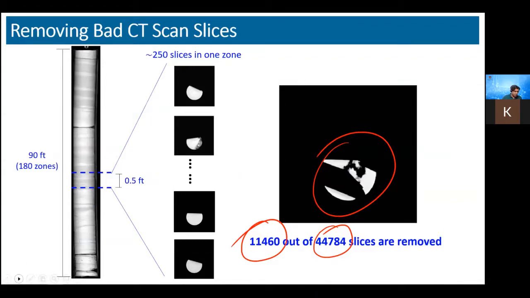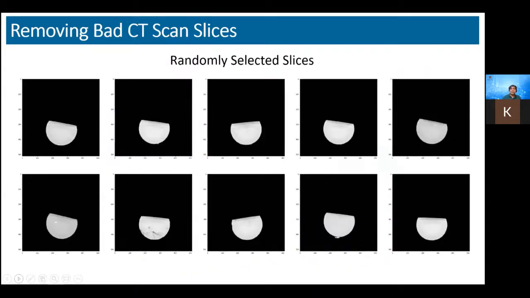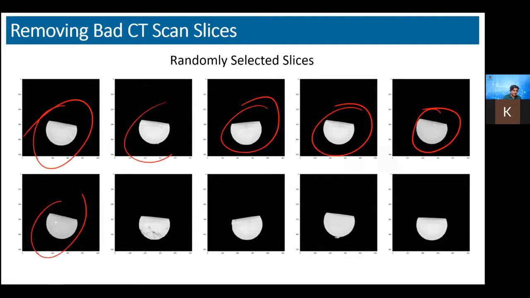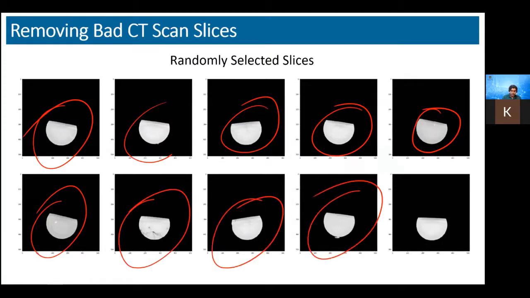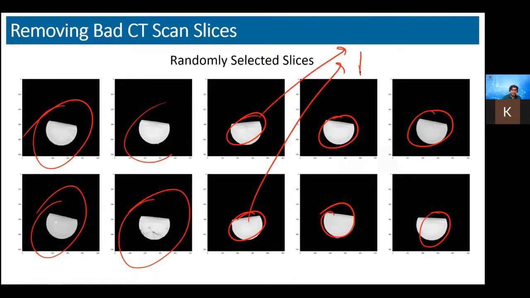After removing poor quality CT scans, what we are left with is very high quality intact CT scans. These are randomly selected slices, and they look pretty good. What you see here is the distribution in pixel intensity. And one of our hypotheses is that this distribution in pixel intensity has enough information about the geomechanical property.